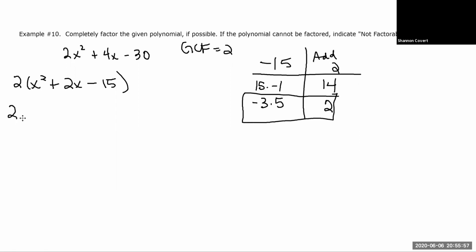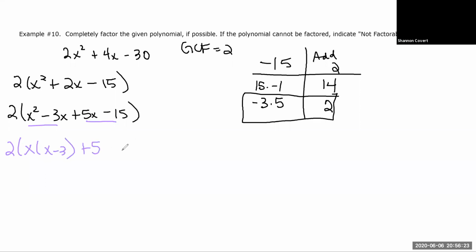So rewrite the trinomial inside of there. x squared minus 3x plus 5x minus 15. Look at each pair separately. Keep that 2. I can factor out an x, which leaves me with x minus 3 with those first 2. 5x and a 15, I'm going to factor out a 5, which leaves me with x minus 3.